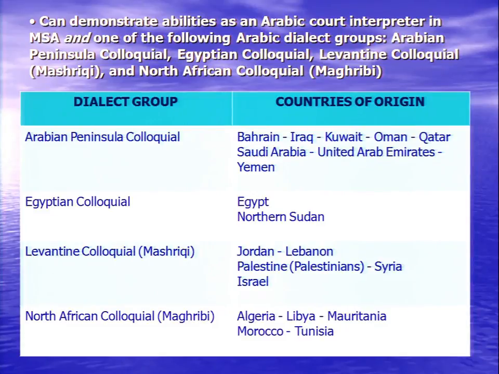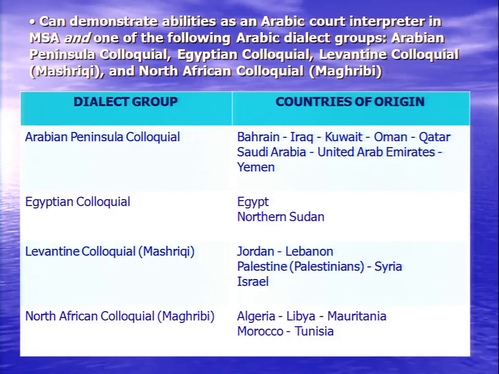Also, the Arabic court interpreter has to demonstrate abilities in the following dialects. We talked earlier about the colloquial dialects. So these are the groups. We have the Arabian Peninsula colloquial and the Egyptian colloquial. The Arabian Peninsula colloquial is spoken in Bahrain, Iraq, Kuwait, Oman, Qatar, I guess the Gulf countries, the Dual Khalij.